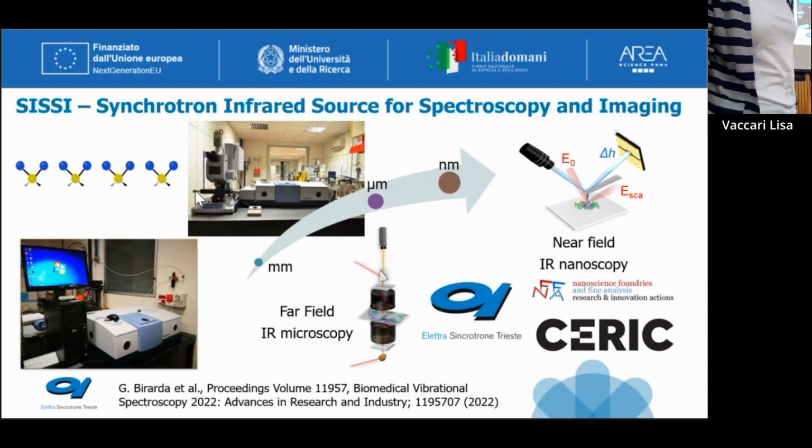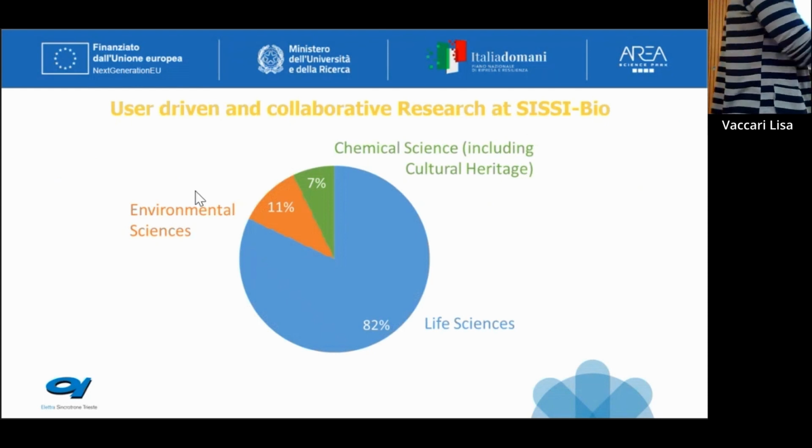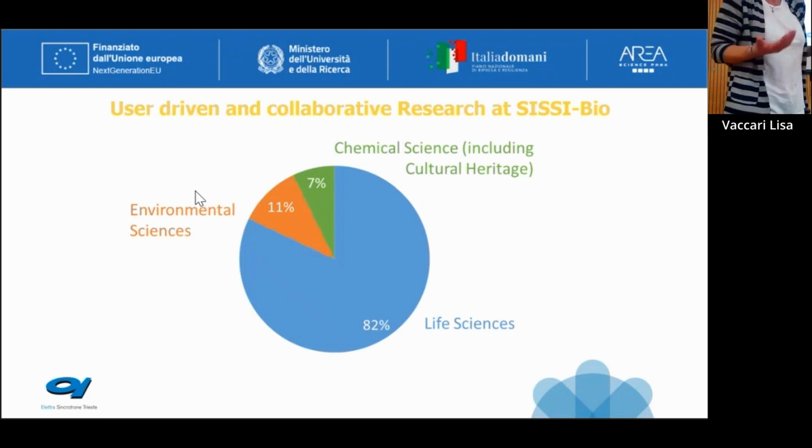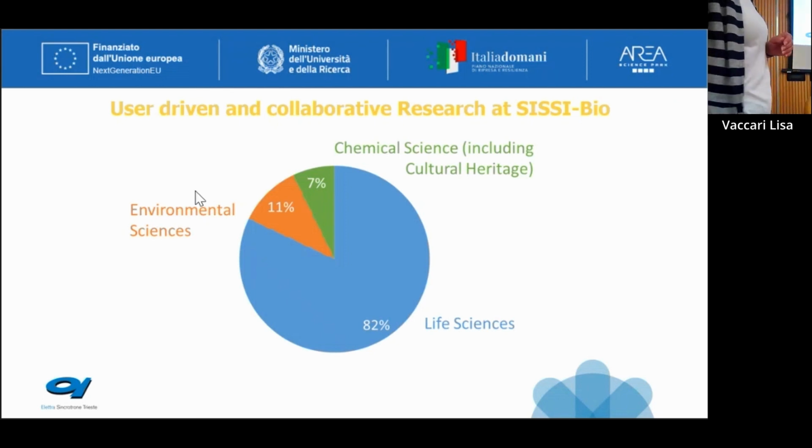That's a little bit of the story. So among our users, this is more or less the distribution of the topics of the experiments that they propose to us. Most of them belong to the life science domain, and I will talk more about this. We have a community in environmental science that to a certain extent is also a type of life science nowadays, so there is a lot of crosstalk between our life and the life of the environment. And we have a community for the chemical sciences, and in particular the cultural heritage community, that is becoming more and more important in these last years.